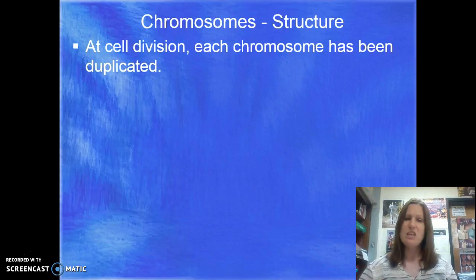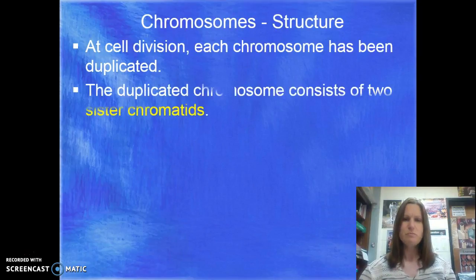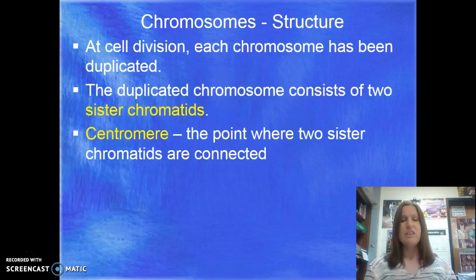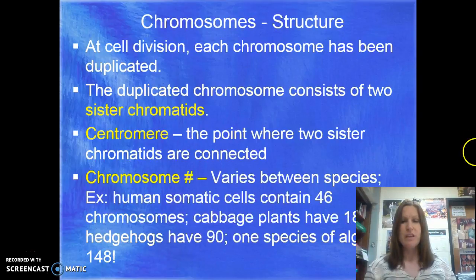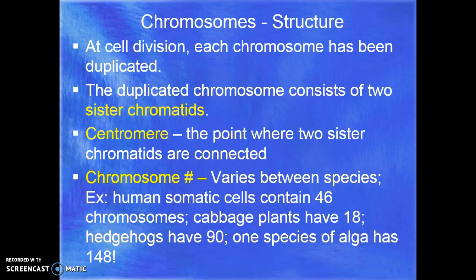So after the replication of that DNA, we're going to go into our cell cycle. The duplicated chromosome consists of two sister chromatids. Now these sister chromatids are identical to one another. They are attached by what we call a centromere. It is the point where the two sister chromatids are connected, and this is genetically determined by the sequence of the DNA.